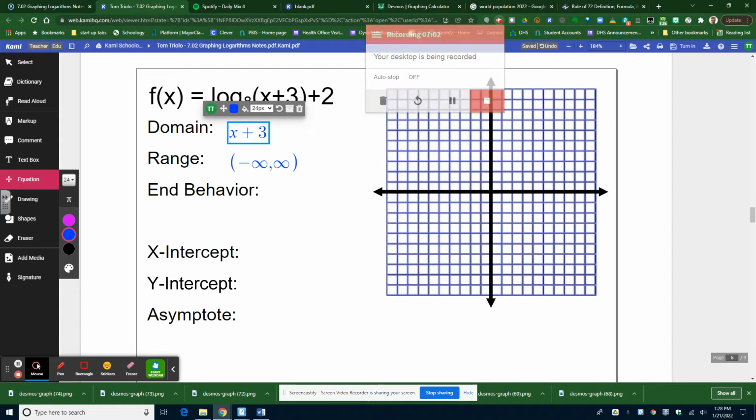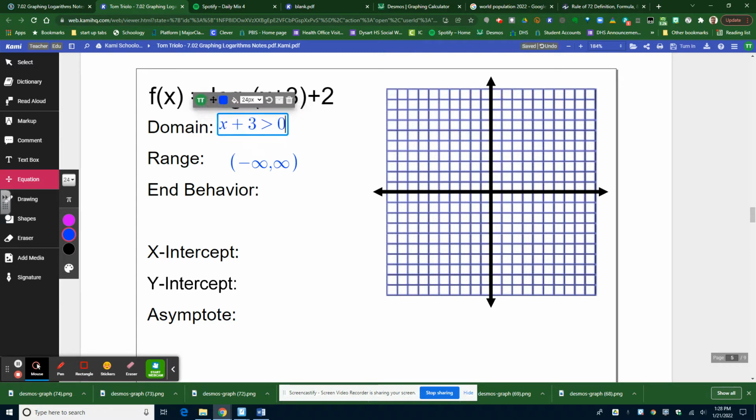Hello, recording. Okay, x plus 3 is greater than 0. Solve it. It'll take you all of 10 seconds. Don't say it. Solve it. And then we're going to write our answer in interval notation.